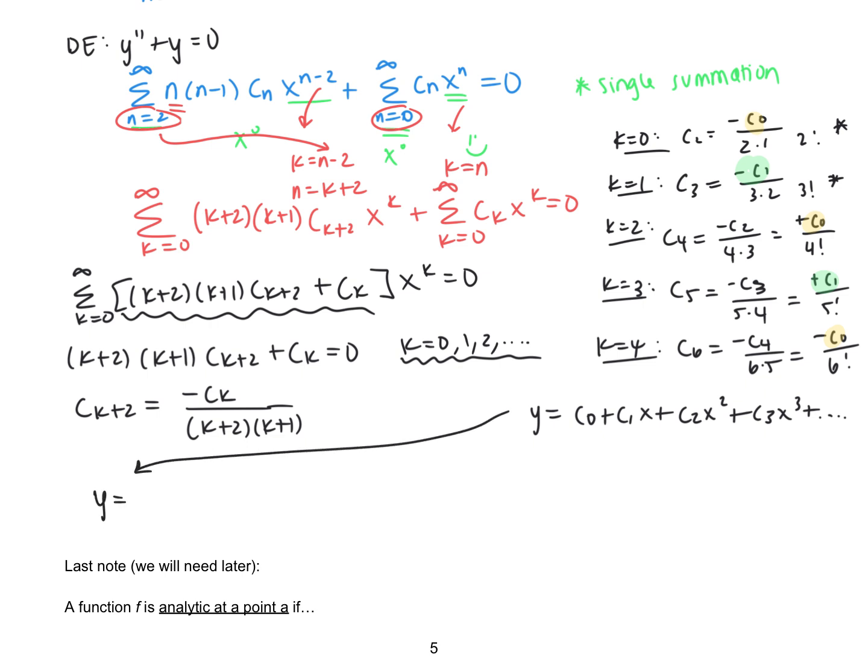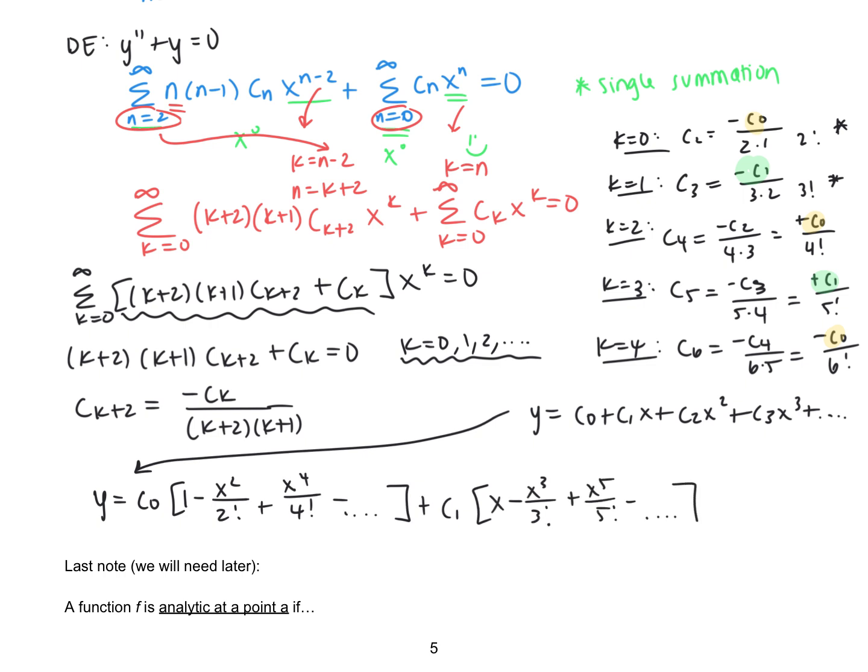So what I end up with is, if I have those c0 terms, that's 1 minus x squared over 2 factorial, plus x to the fourth over 4 factorial, so on and so forth. And then those c1 terms are x minus x to the third over 3 factorial, plus x to the fifth over 5 factorial, so on and so forth. So this one is a little bit different than what we saw above because we actually have two solutions in this case.